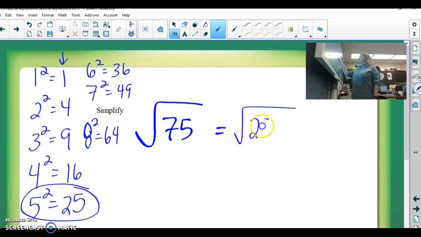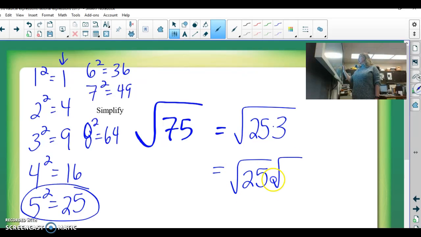So I'm going to split 75 into 25 times 3. And then you can use that product property and split that up into the square root of 25 times the square root of 3. And then we can take the square root of 25, which is 5, and we just leave the square root of 3 because it doesn't have any more perfect squares that go into 3.